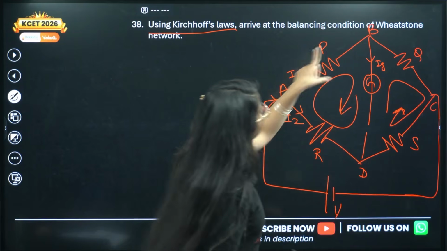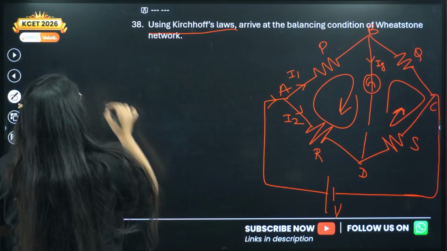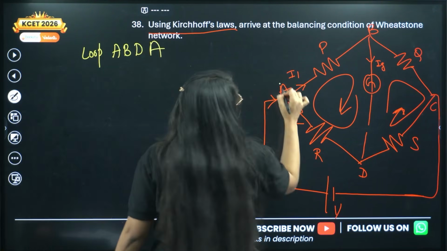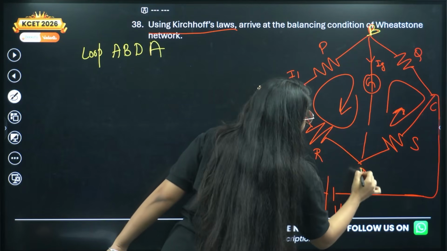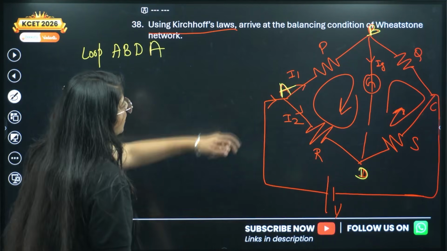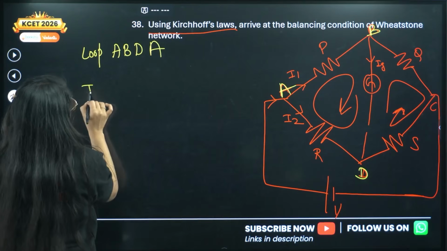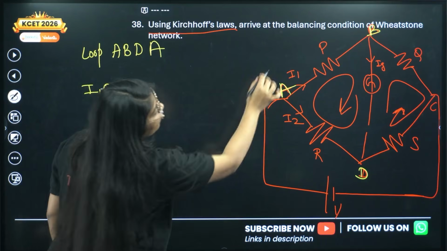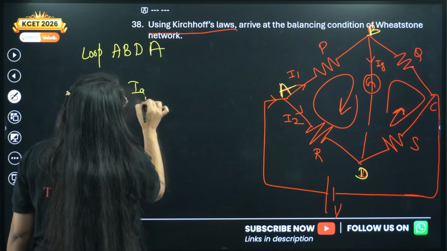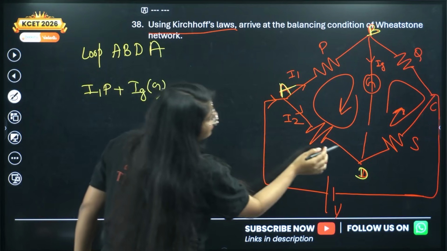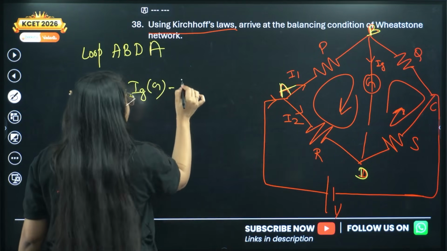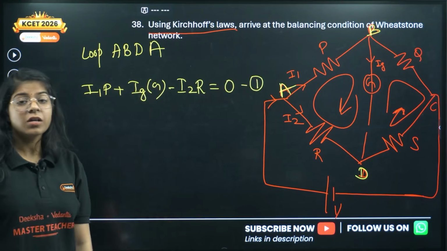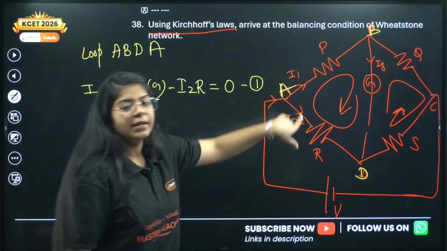Okay, so in the loop A, B, D, A, that is A, B and this D and again A. Current is going in this direction, and we have taken the loop in the direction of current. So that will be I1P plus Ig into G. But this is opposite to the direction of current, so that will be minus I2 into R equals 0. This is my first equation for the loop ABDA.